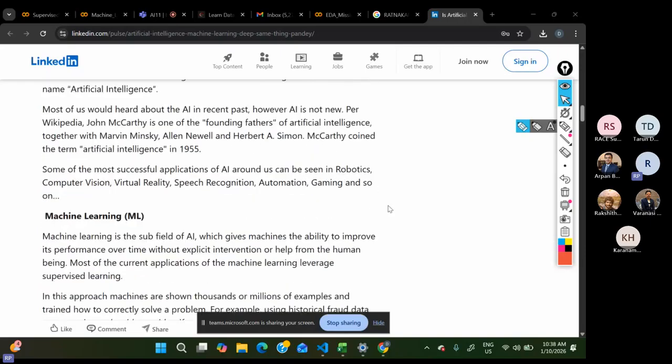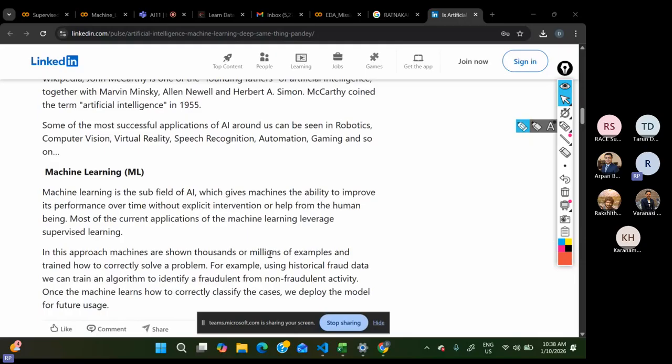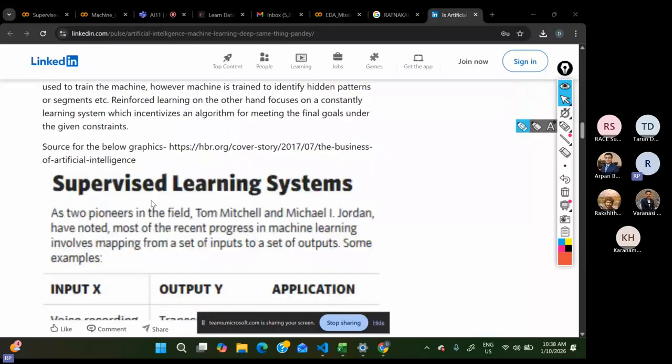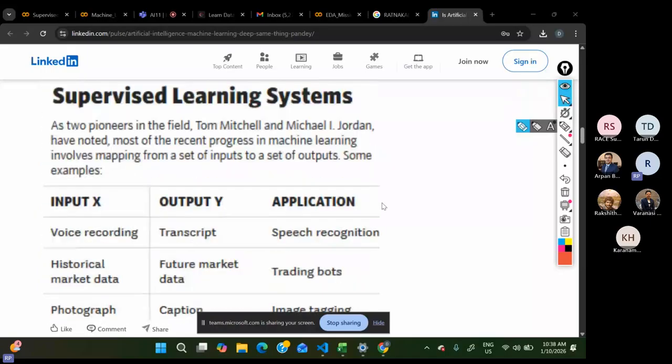So machine learning is part of that. It is when we have a machine with the ability to improve its performance over a period of time. So we give some better algorithm or a better way of handling things. That's machine learning. And if you go further deep, you have supervised learning. This is very interesting. Supervised means you are giving supervision, so somebody is telling you that this is that.